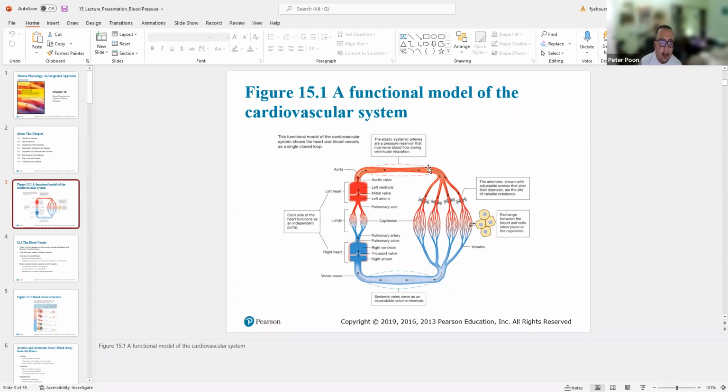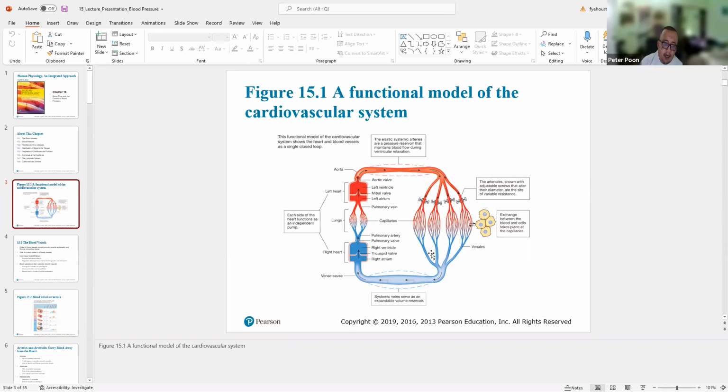This pressure is especially low in the capillaries, because of the surface area of the capillaries. There's still pressure, but it's really low in the capillaries, and that allows the flow to slow down dramatically. And therefore, you have gas exchange and nutrient exchange.